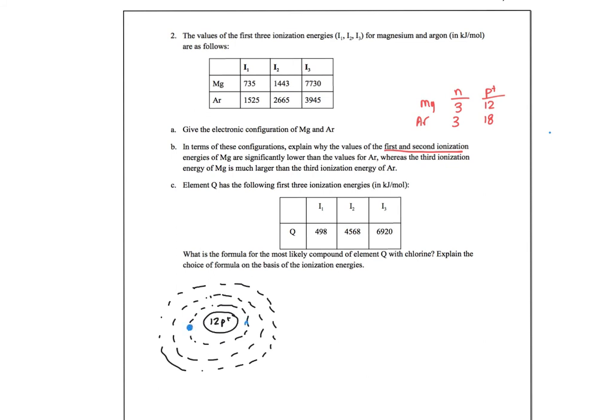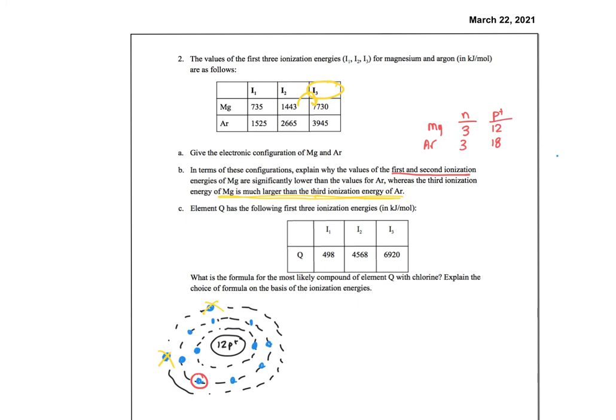Magnesium looks like this. If I take away this first electron, I take away this second electron. Now when I take away the third electron, I am taking one from this inner ring. So now when we're talking about the third ionization energy, we should be talking about core electrons versus valence electrons. We see a big jump from magnesium's I2 to I3 because when we go to take the third electron, we are taking a core electron, which is closer to the nucleus.